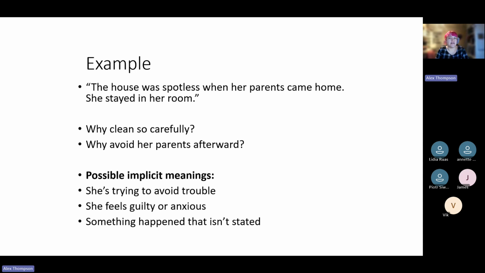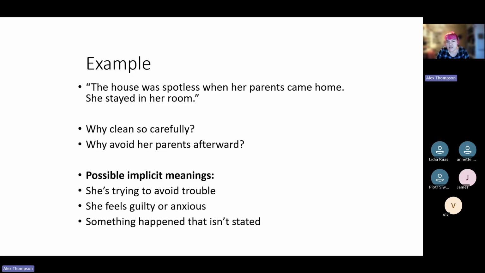This one makes me think a little more. This one makes me think, has she cleaned everything as instructed by her parents and then run out of the way? Why is she trying to avoid them? Why? So why clean so carefully? And why avoid her parents afterwards?